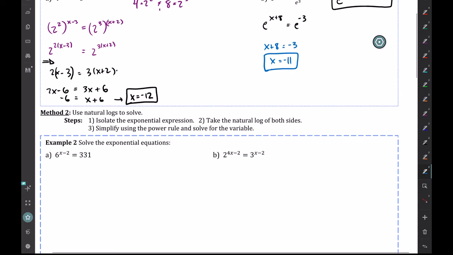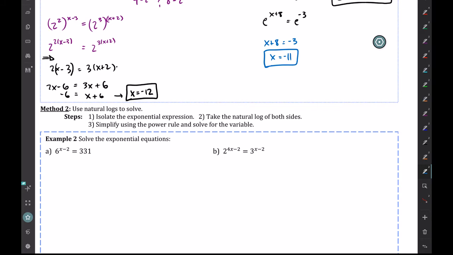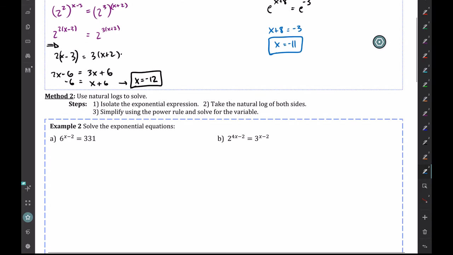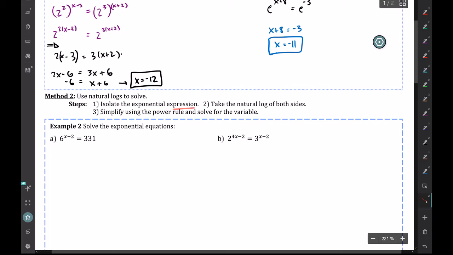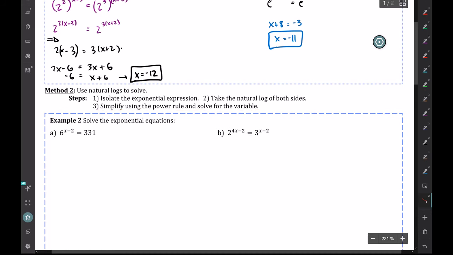But if you have different bases, or if you have one side that's exponential and the other one's a constant, then you want to use natural logs. So the three-step process here is to isolate the exponential expression, so put it on one side of the equation by itself, take the natural log of both sides, and then simplify using the power rule for logs and solve for the variable.